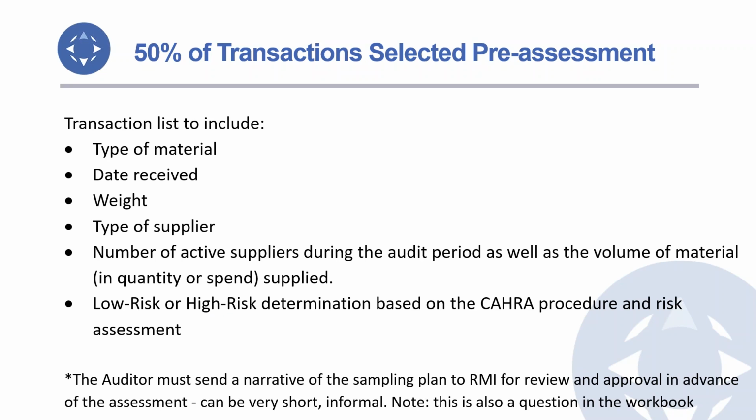The company can provide the transactions list in any format chosen by the company as long as it includes the information covered here, including the type of material, the date, the weight, the type of supplier, the number of active suppliers, and whether or not they have low and high risk sourcing.